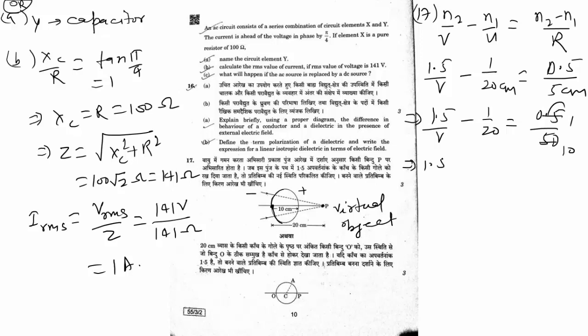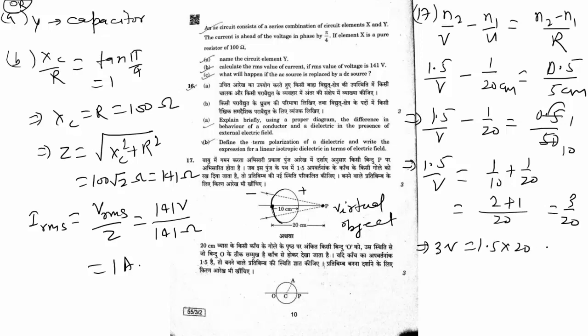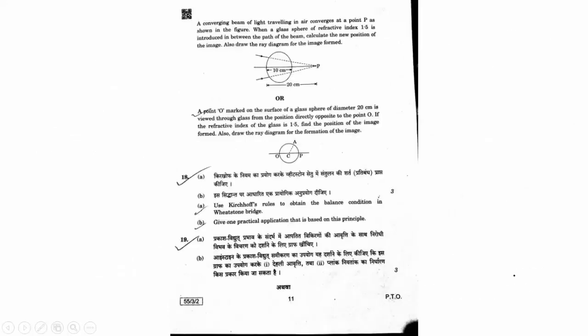So 1.5 upon V is equal to 1 by 10 plus 1 by 20, which is equal to 2 plus 1, 3 by 20. This implies that 3V is equal to 1.5 into 20, that is equal to 30. This implies that V is equal to 10 centimeter. Plus sign shows that the image is real.